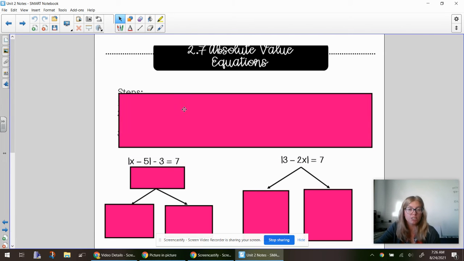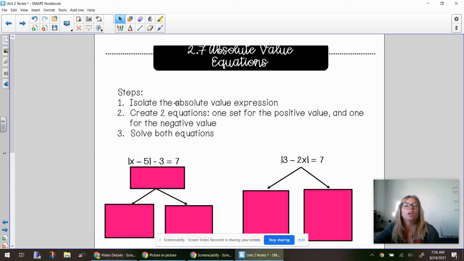So, we're going to start with some steps. Step 1 is to isolate the absolute value expression. That means get the absolute value expression entirely by itself on one side of the equal sign. Then we're going to create two equations, one set for the positive value and one set for the negative value.